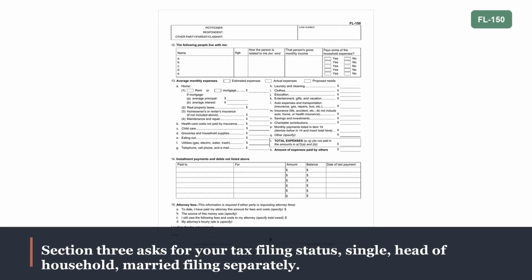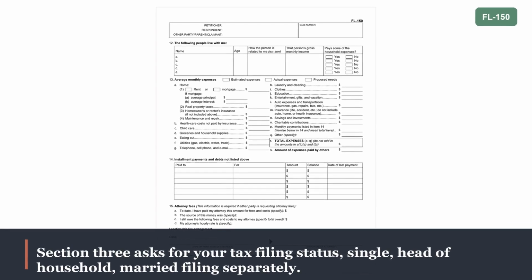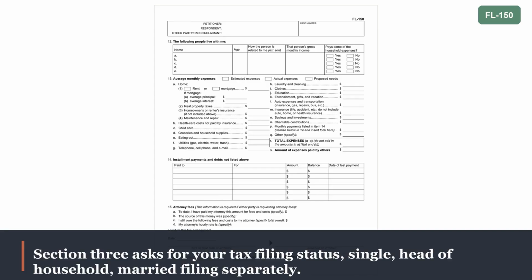Section 3 asks for your tax filing status: single, head of household, married filing separately, and so on, along with certain deductions that affect the guideline calculation, like mandatory retirement contributions, union dues, and health insurance premiums you pay. These deductions can meaningfully change your support number, so report them carefully and back them up with your pay stubs or tax return where you can.